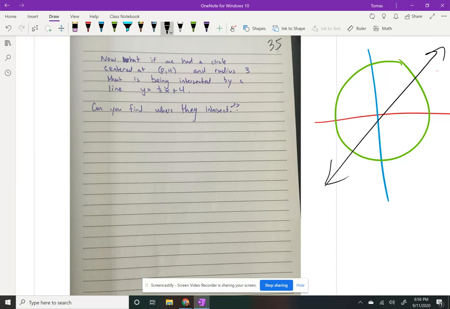And what you want is to find at least one, or both. If you can find both, that's even better, of the intersection points. So this is going to be a total bonus problem right here. I'm going to set it up for you guys. So we have our center and we have our radius. So that means we could set up the equation of our circle.